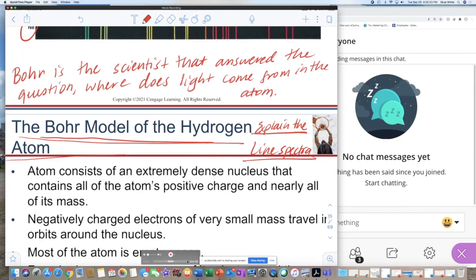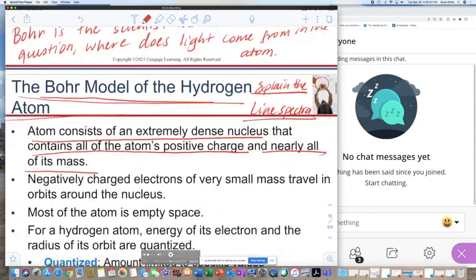Okay, so he said in his model that, of course, the atom is round. Nobody had any question about that. It consists of an extremely dense nucleus that contains all of the atom's positive charge and nearly all of its mass. So he is repeating what Rutherford said. Rutherford said the same thing. He said the atom's nucleus had all of the positive charge, and he also said nearly all of its mass.